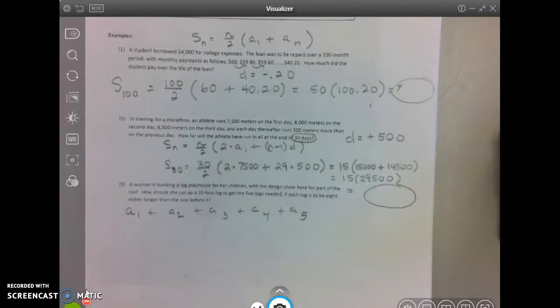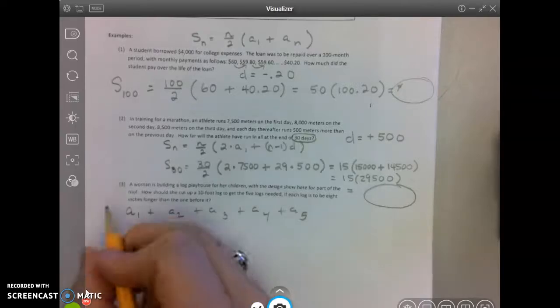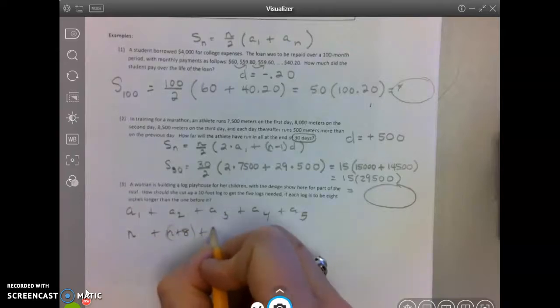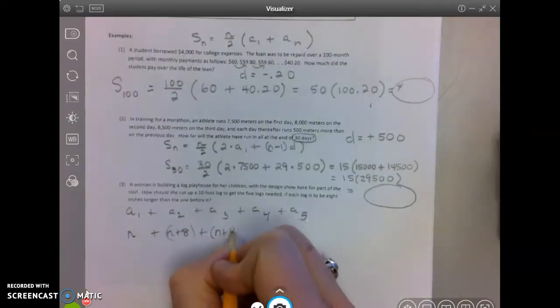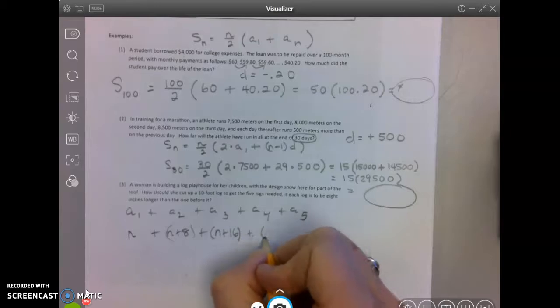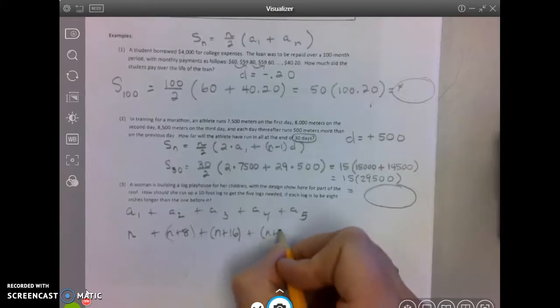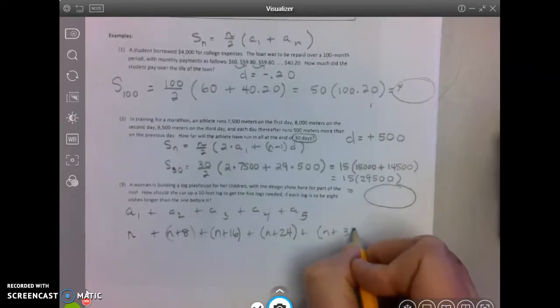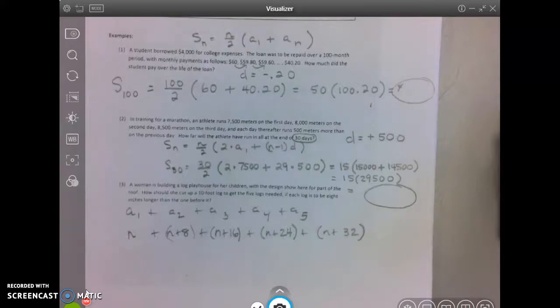The first log, we don't know what it is. The second log is going to be n plus 8. The third log is going to be n plus 16. The fourth log is going to be n plus 24. And the last log is going to be n plus 32. Right? And we will have to finish this problem on the next video.